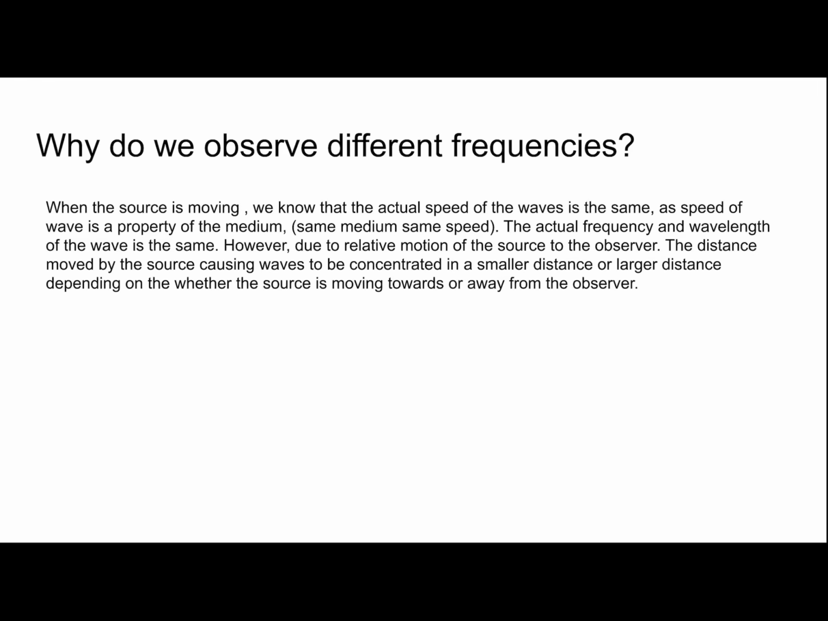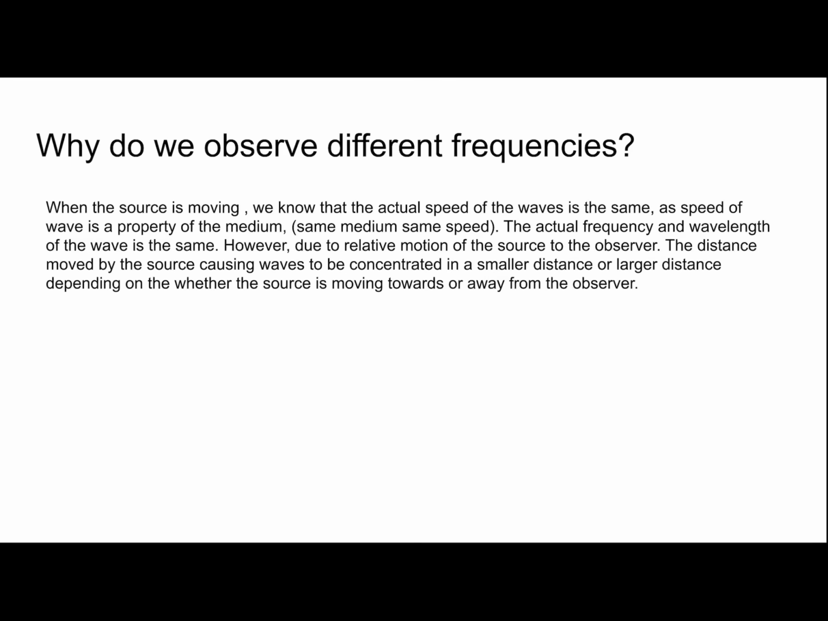The actual frequency and the wavelength of the wave is the same because we know that the speed is the same and the frequency is the same, so therefore v equals f lambda, the wavelength has to be the same as well. However, because of the relative motion of the source to the observer, the distance moved by the source is causing waves to be concentrated in a smaller distance or a larger distance, depending on whether the source is moving towards or away from the observer.